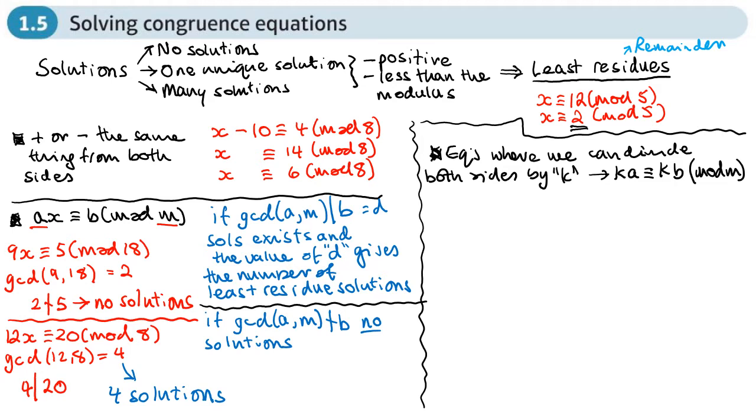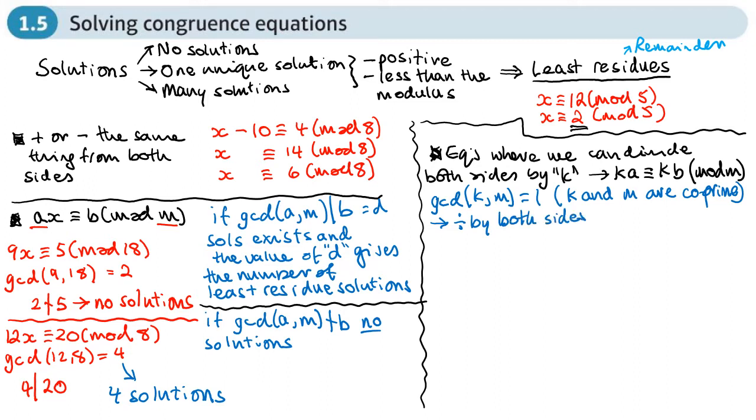The first thing we need to do is work out what the greatest common divisor of k and m is. If the greatest common divisor of k and m is 1, it means that k and m are co-prime or relatively prime, then we can just go ahead and divide both sides by k, and we'll keep the modulus the same. So it will still be mod m.